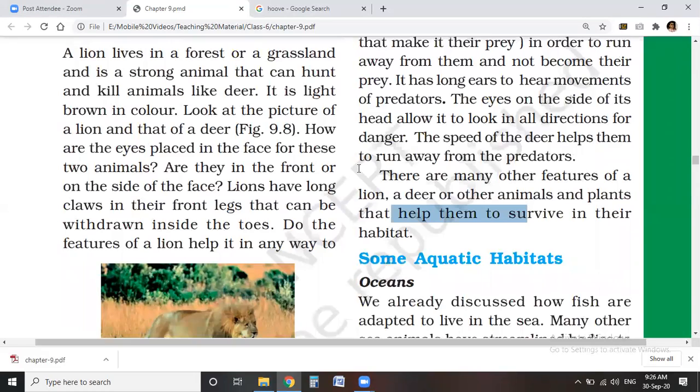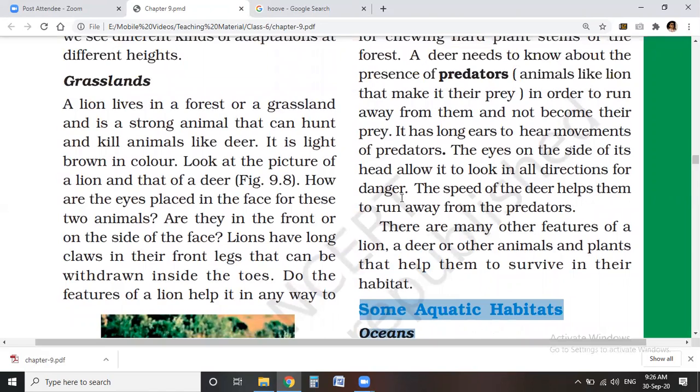Okay, I think it is enough for today. From tomorrow we will continue with our next topic, aquatic habitats. Today our terrestrial habitat is finished. I hope you understand. If you have any doubt, you can ask.